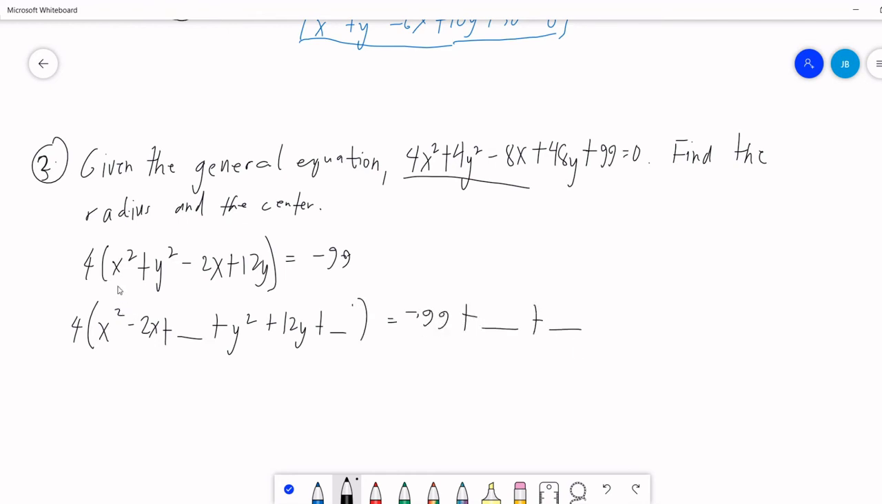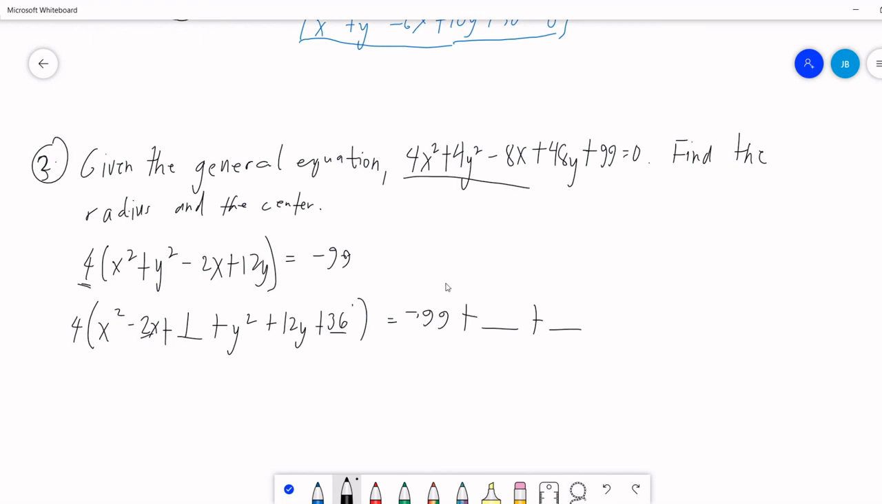Actually, you can divide everything by 4 first, or you can do it this way. So I'm showing you 2 ways on how to solve it. The other is to divide by 4 first, but it will yield the same answer. So the thing here is that you take 2 divided by 2, that's 1, and squared it's still 1. Then 12 divided by 2 is 6, and squared is 36.